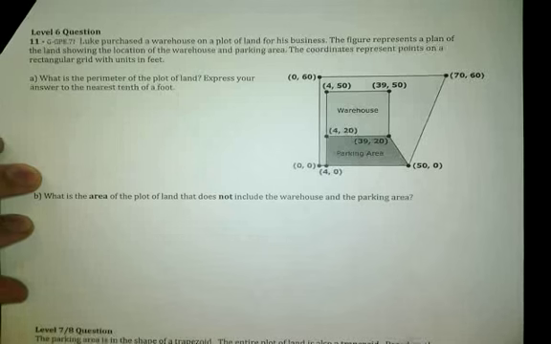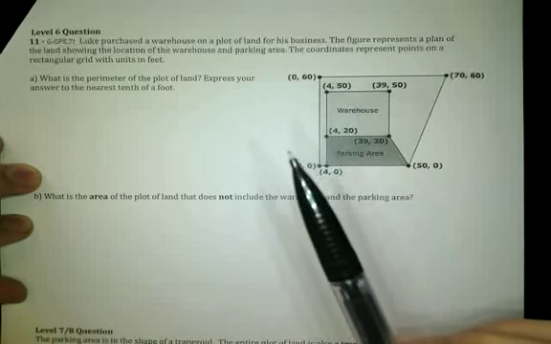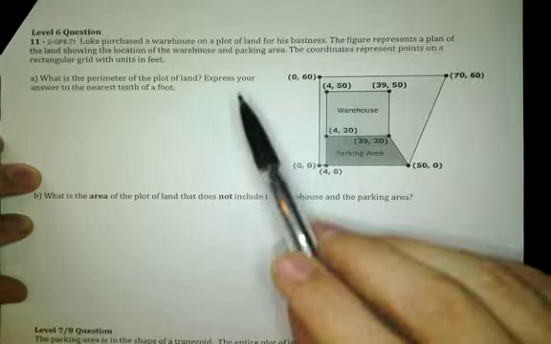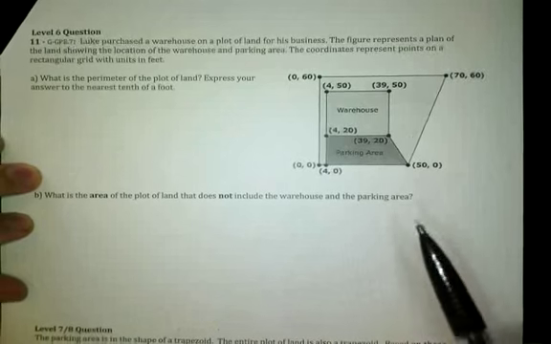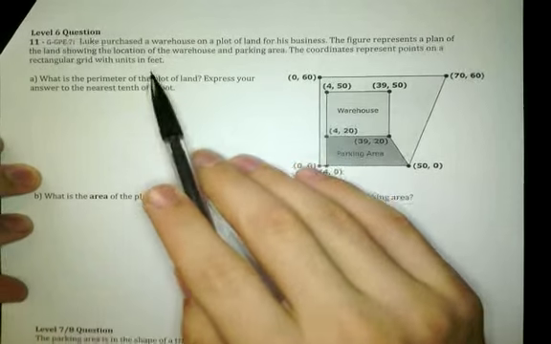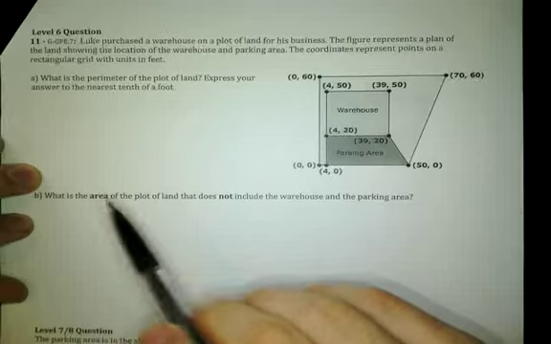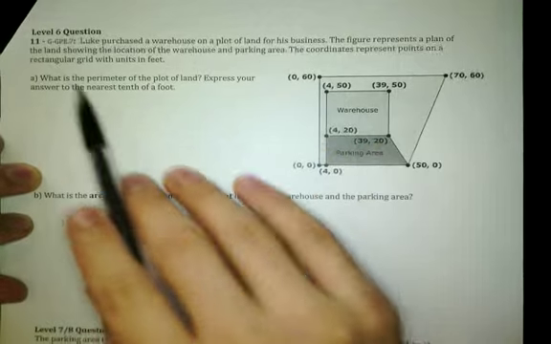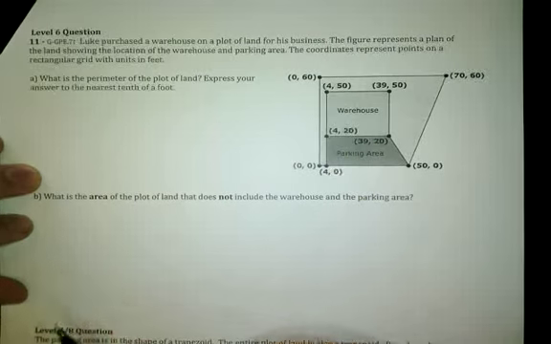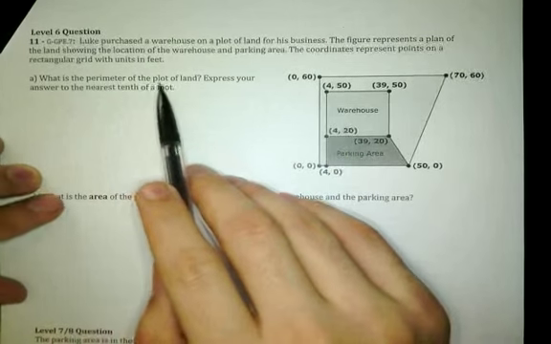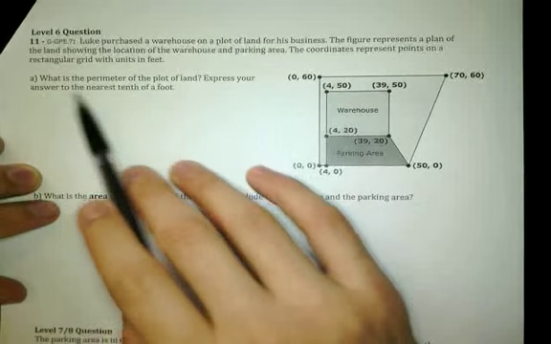We look at question number 11. It says that Luke purchased a warehouse on a plot of land for his business. The figure represents a plan of the land showing the location of the warehouse and parking lot. The coordinates represent points on a rectangular grid with units in feet. What is the perimeter of the plot of land? Express your answer to the nearest tenth of a foot.